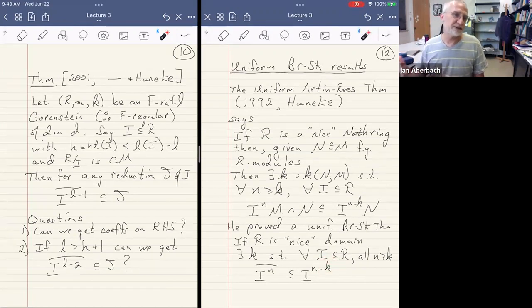And this K can be quite large, and it's not connected to the dimension of the ring at all. It can be much bigger than the dimension.